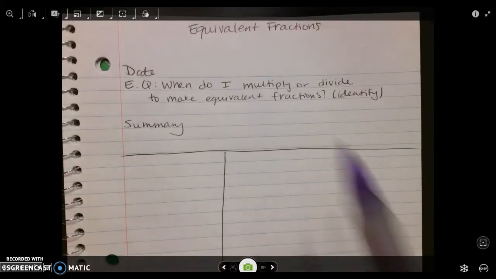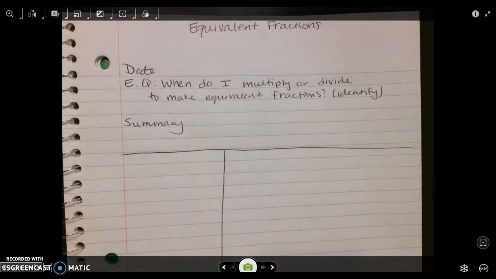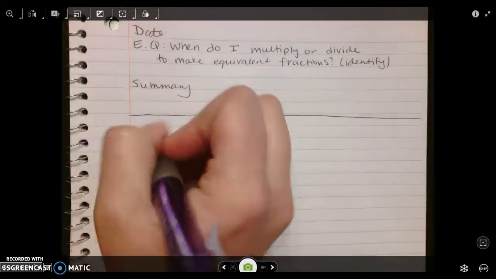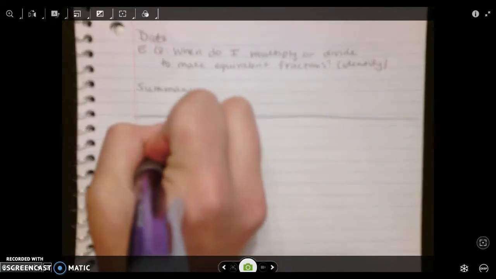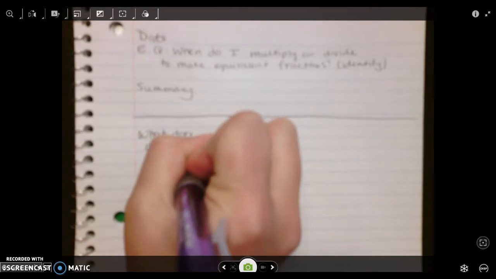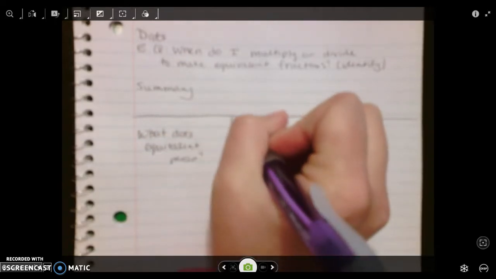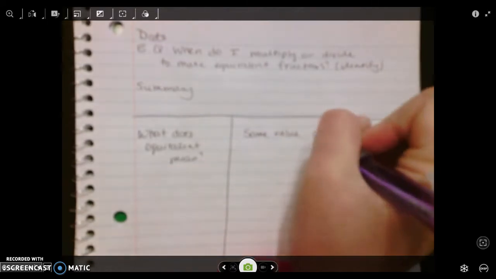This is an instructional video about equivalent fractions, and our essential question for today is when do I multiply or divide to make equivalent fractions, which is an identifying question. So our first question is, what does equivalent mean? It means it stands for the same value or amount.